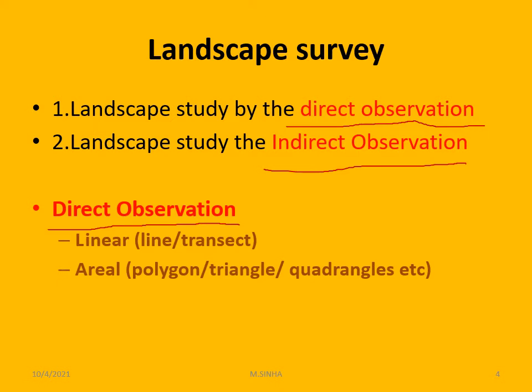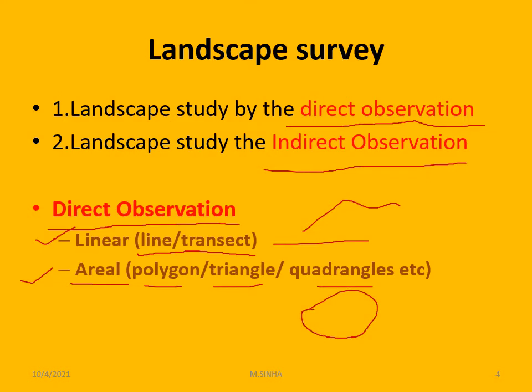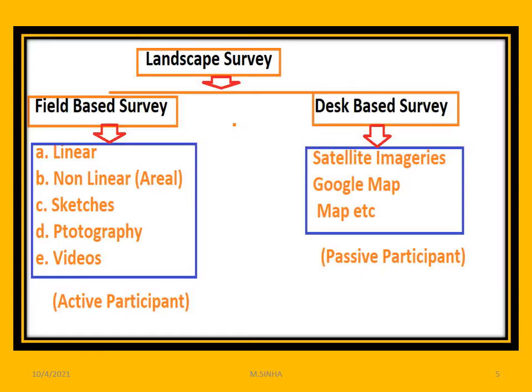Here it is segmented into two parts: the linear part, that is the line or transit through linear distance, and the aerial part. First is the line; a line may be a straight line, a curved line, and so on. Second is the aerial, maybe a polygon, triangle, quadrangle, and so on. These are the aerial attributes. Those are the basic types of landscape survey.